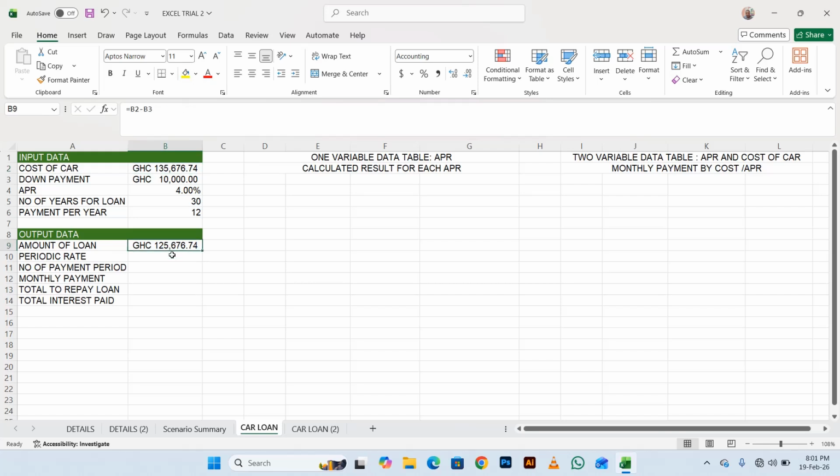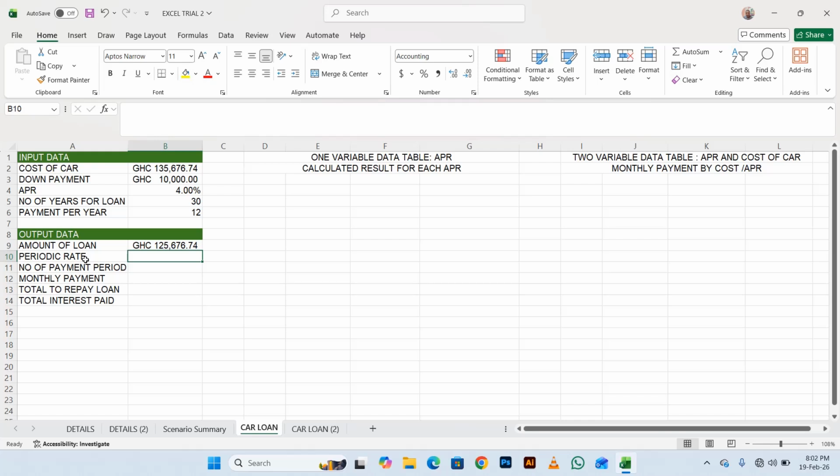The next thing that we will do is the periodic rate. Now here we have the payment per year and then the APR rates, and they are calling for the periodic rate. So the periodic rate is the rate charged anytime that you go and pay the loan.